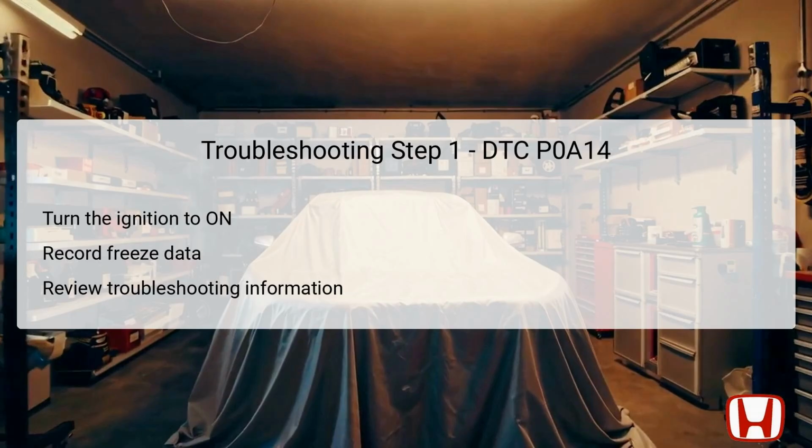For the initial step in troubleshooting DTC P0A14, start by turning the ignition switch to the on position. This will prepare the vehicle's systems for diagnostic testing. It's also essential to record all freeze data and any onboard snapshots. This data is crucial for understanding the conditions under which the DTC was set.